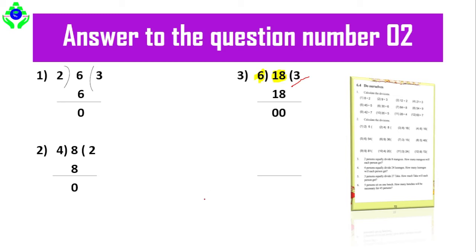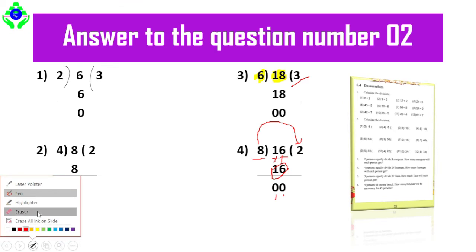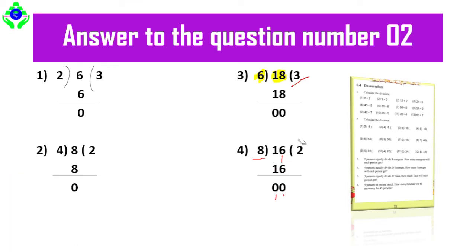If we see question number 4, the question is 8 divided by 16 is equal to what? We know that if we multiply this 8 with this 2, we can find this 16. After that, if we subtract this 6 from this 6, we can find a 0. After that, if we subtract this 1 from this 1, we can find also a 0. That means the answer of this question will be 2. So dear students, 8 divided by 16 is equal to 2. Hope you were able to understand this.